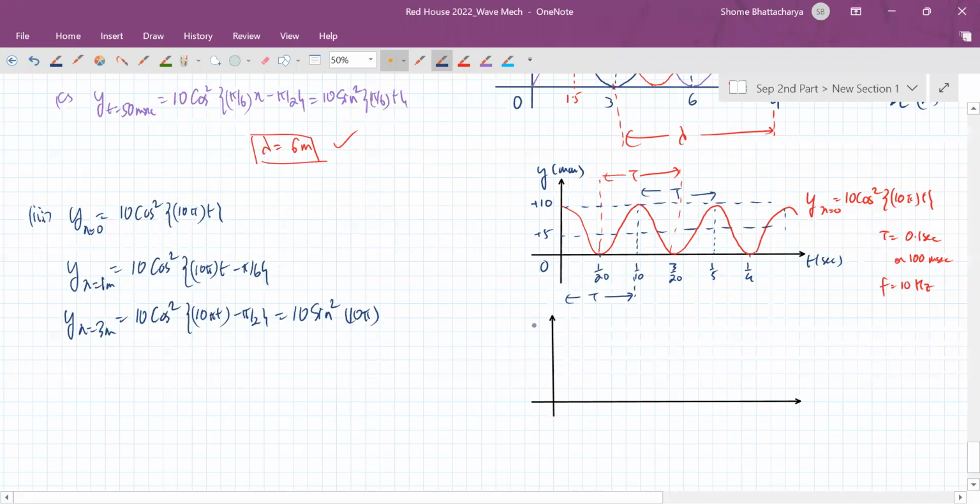Now in comparison, if you just look at the oscillation of the other point, the one at x equal to 1 meter, you see it's very similar, but there's a phase shift. Okay. Now cos square pi by 6 is how much? 3 by 4. Okay, so it's like this.